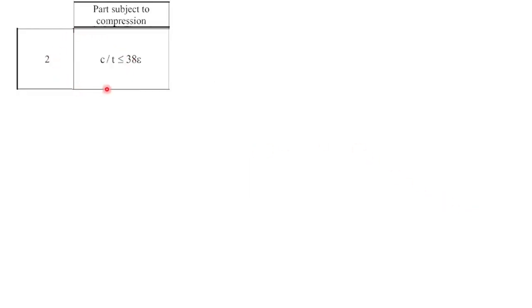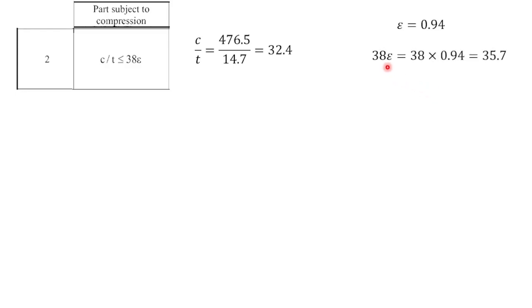So this is the class 2 condition. It says c over t ratio is equal to or less than 38 epsilon. We already know the c over t ratio. So now we just have to find the epsilon value. Epsilon is 0.94. So 38 epsilon equals 35.7.